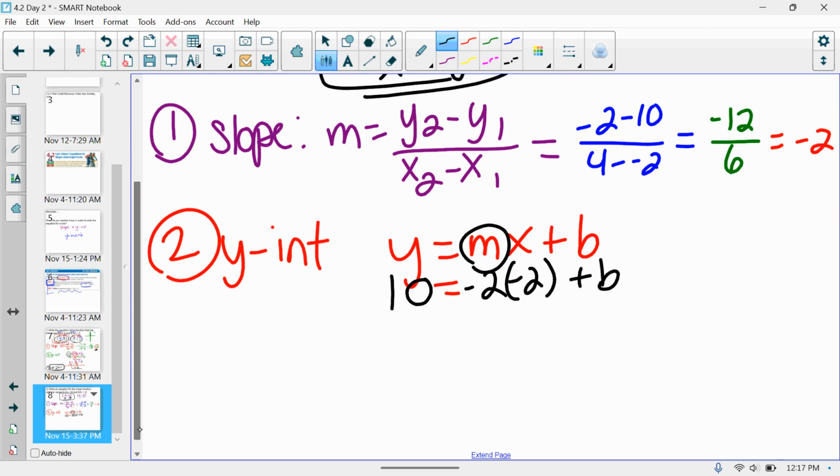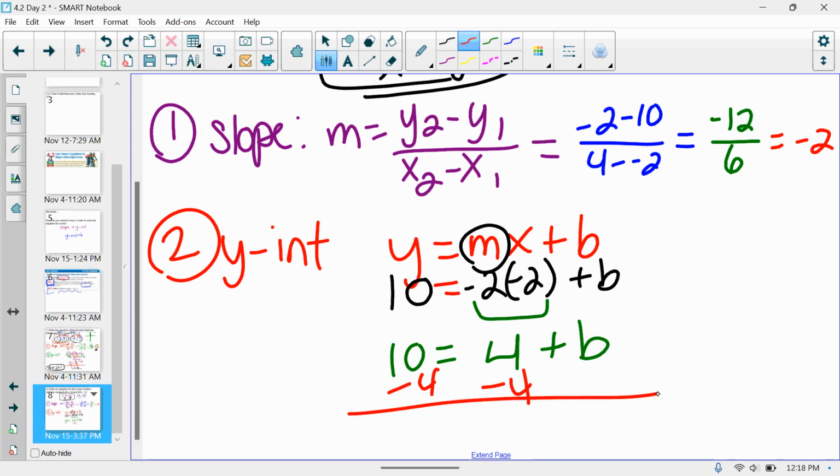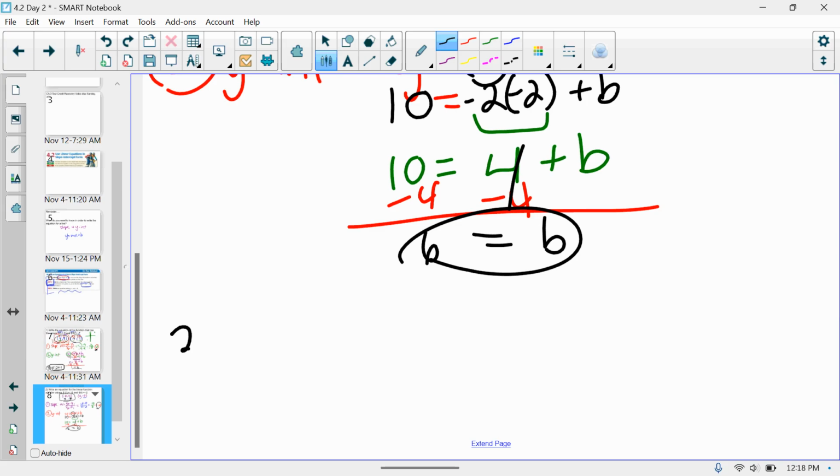Okay, so then I'm going to do negative 2 times negative 2. I'm just going to rewrite everything here, except I'm going to do negative 2 times negative 2. That's 4. Then I'm going to go ahead and take away 4 so that I can get b alone. That's the goal, right? I'm trying to find b. I don't know the y-intercept. I'm trying to find it. 10 minus 4 is 6. So now I know the slope, I know the y-intercept, so I'm ready to write my equation, step 3.